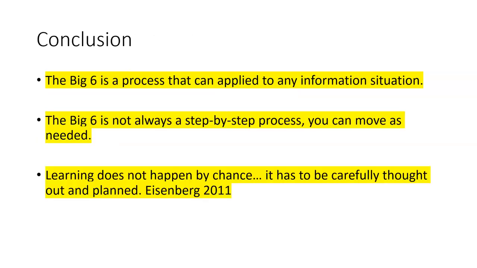So the Big Six is a process that can be applied to anything with information. It's not always done step by step, though. While it's a six-step process, we can move as we need. We can jump from one to another and come back again. Especially at the very end, when you're evaluating everything, you go back through all the steps that you've done previously. You're going back and forth.